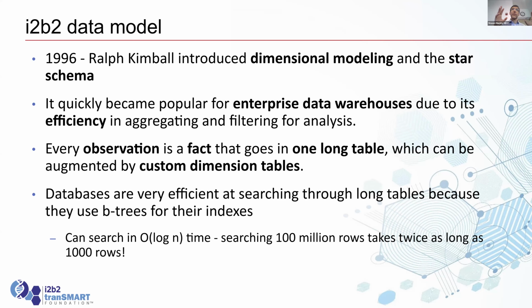And then the star part of the schema are all the little dimensions that come off of it. So there's a patient dimension, a visit dimension, a provider dimension. These provide extra quick access data about those subsets of information. This type of approach became popular for enterprise data warehouses, and i2b2 was the first platform to think about using that for its data model.